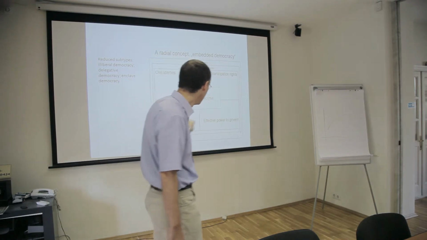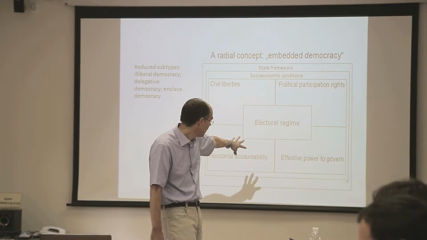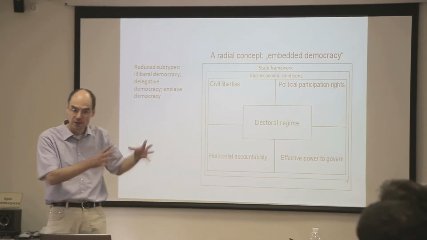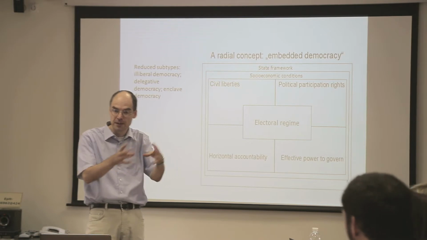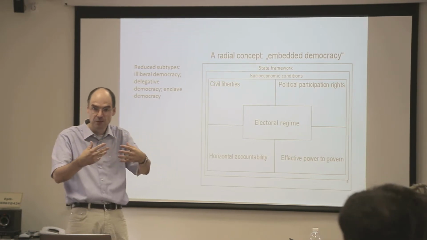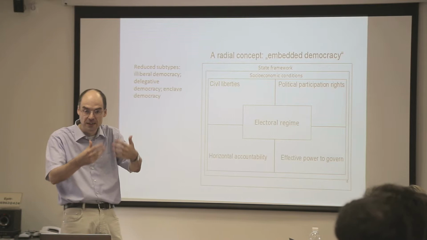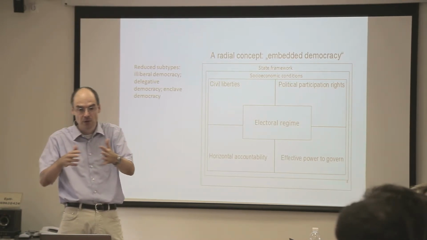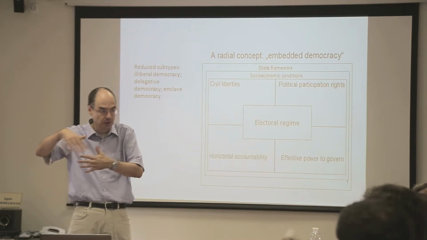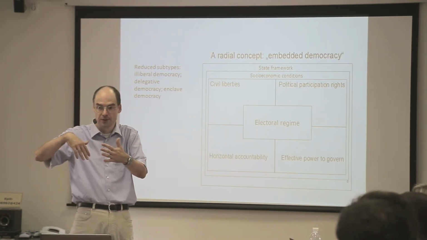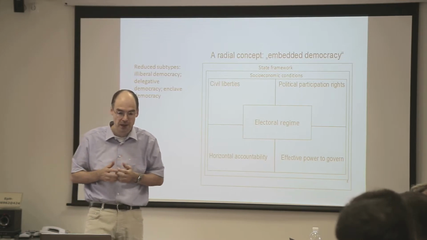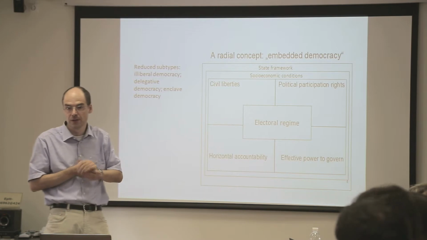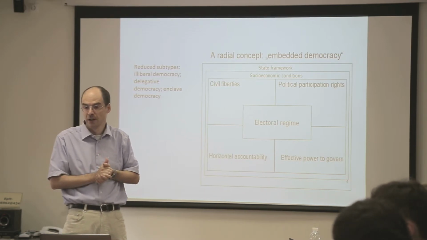And finally, there's another partial regime that's called effective power to govern. That is, once the voters have taken their decision and have made their choice for a government, one has to make sure that this government indeed is able to govern, and that there are no enclaves, no authoritarian areas that are not subject to the constitution. The typical example that's usually raised here is the role of the military in Latin America.